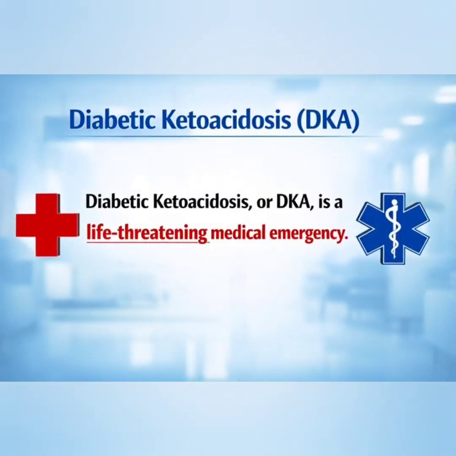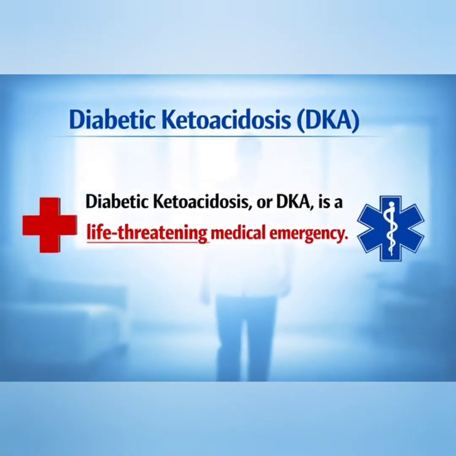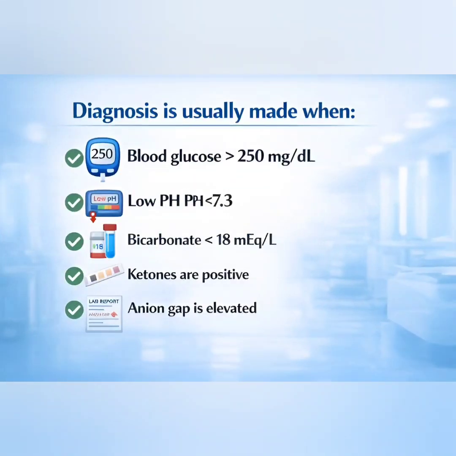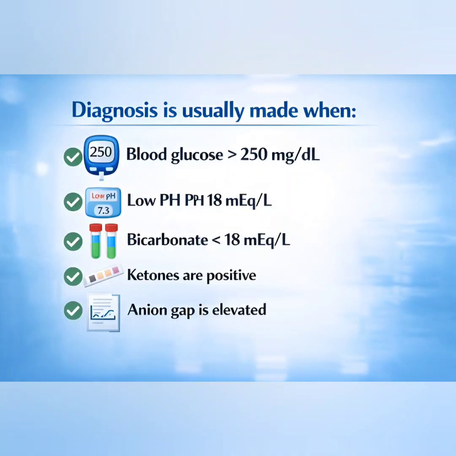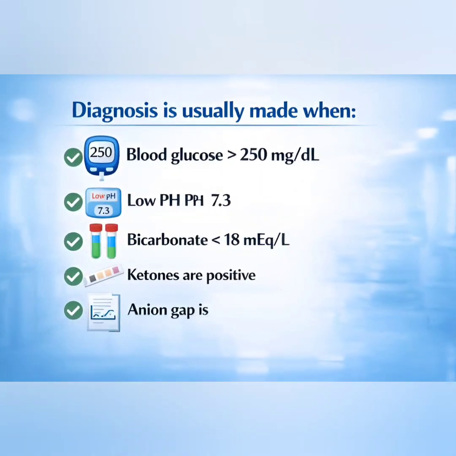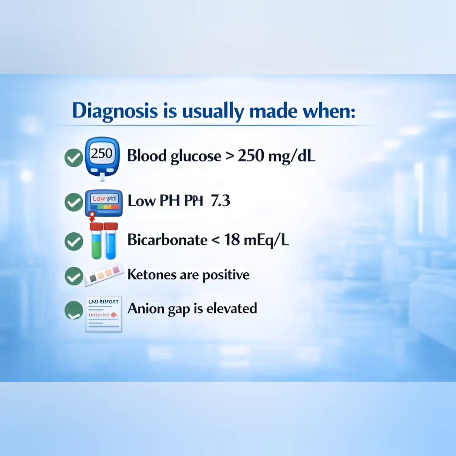Diabetic ketoacidosis, or DKA, is a life-threatening medical emergency. Management must be structured and systematic. Diagnosis is usually made when blood glucose is above 250 milligrams per deciliter, arterial pH is below 7.3, bicarbonate is less than 18, ketones are positive, and the anion gap is elevated.